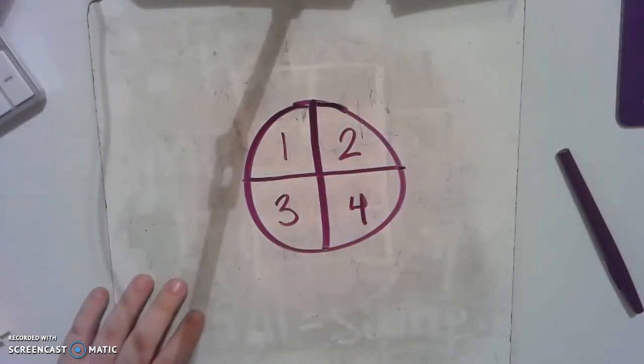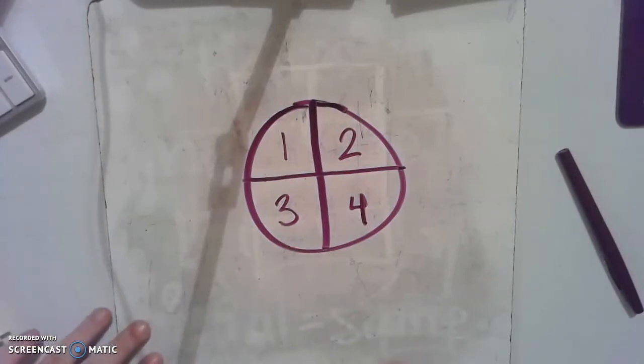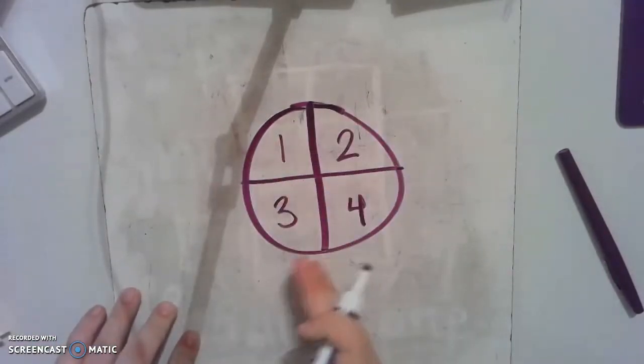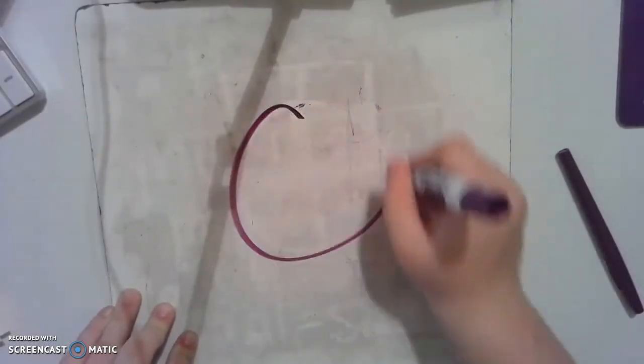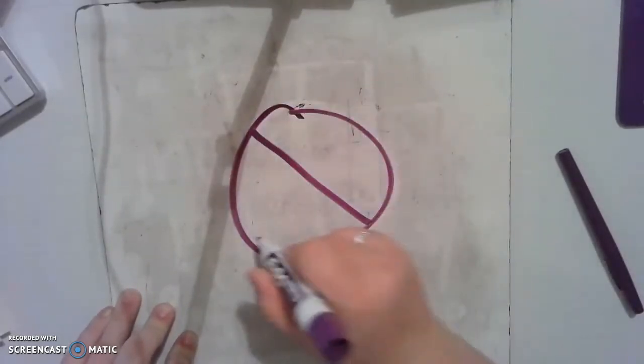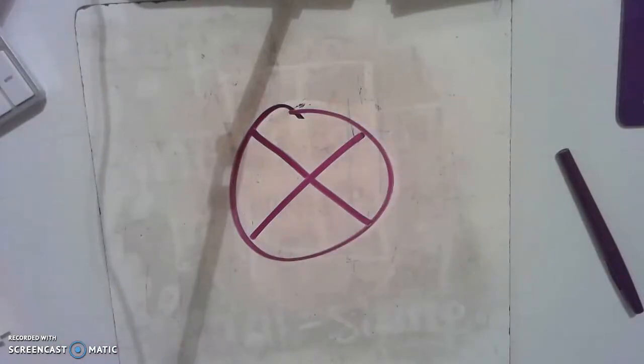You might see on this worksheet where a shape is split in half like that or split into fourths like that. But you might also see it where our circle looks like this and it's diagonal. It's the same thing, boys and girls. It's the same thing.